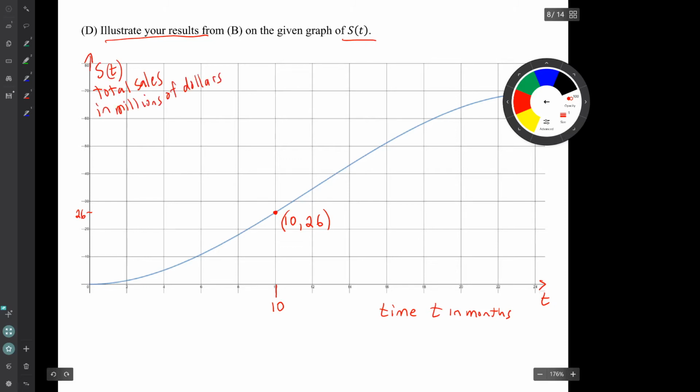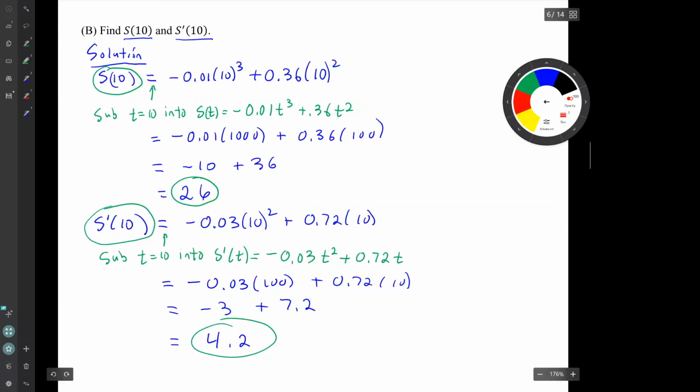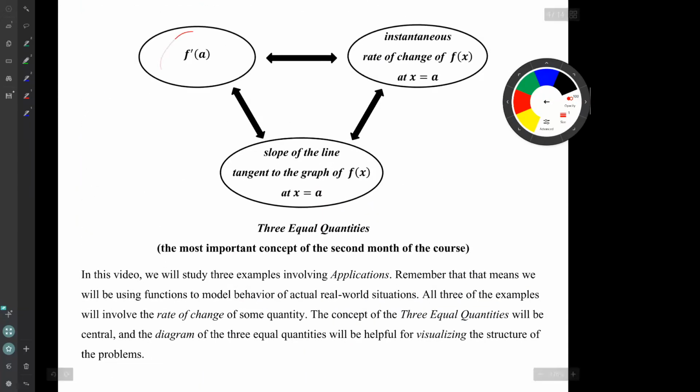What about our other result from part B? Our other result was this. S prime of 10 is equal to the number 4.2. So again, let's go back up and look at our diagram. S prime of 10 was 4.2. That tells us that the slope of the line tangent to the graph of S at t equals 10 is the number 4.2. So the diagram helps us visualize our question.